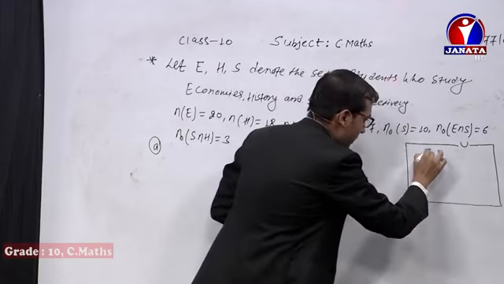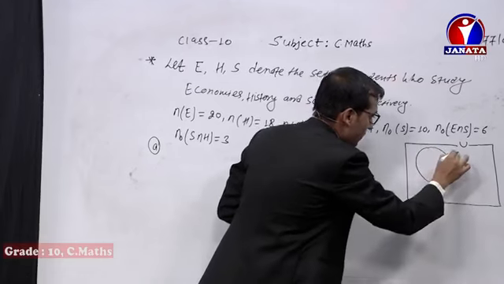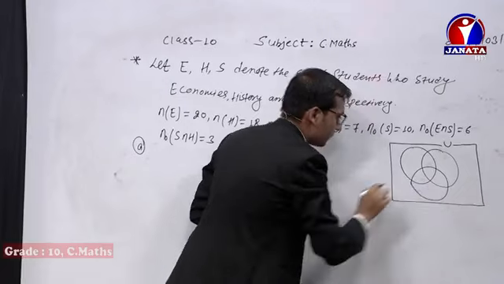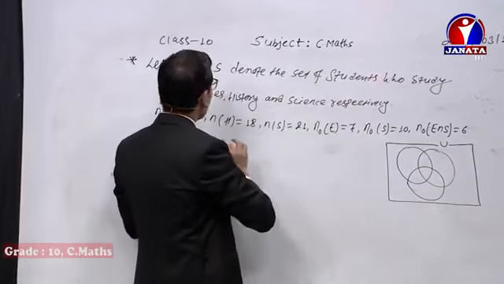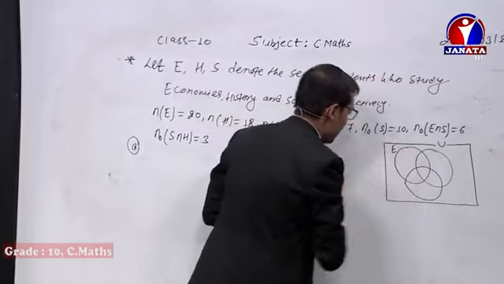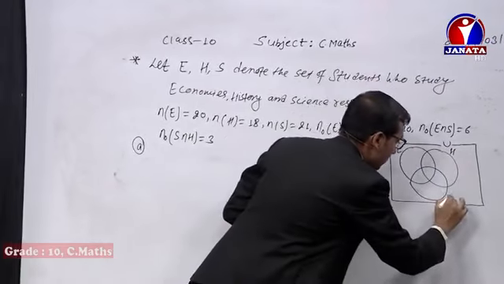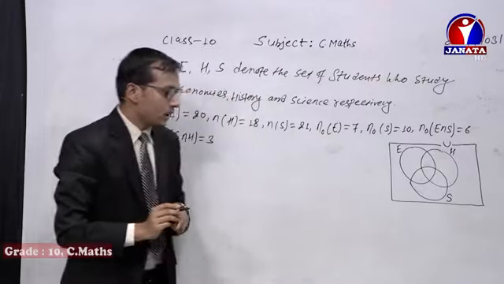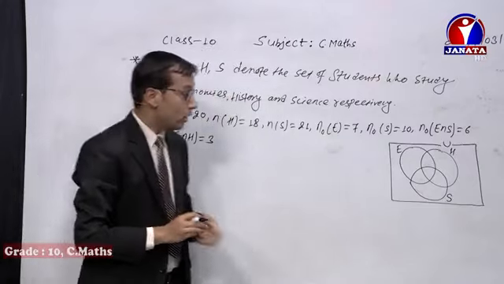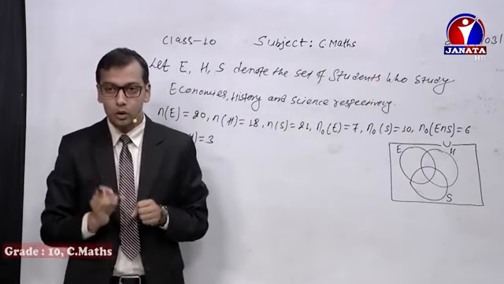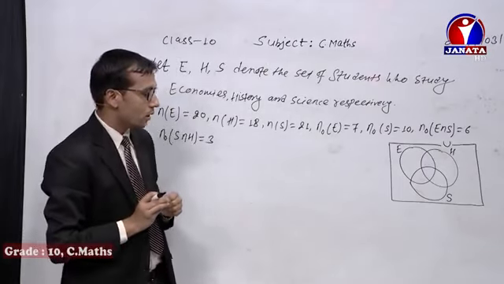There are 3 different sets. First is economics, second is history, and third is science. But we do not know what is the intersection of this common region. We do not know what is the intersection of this common region.